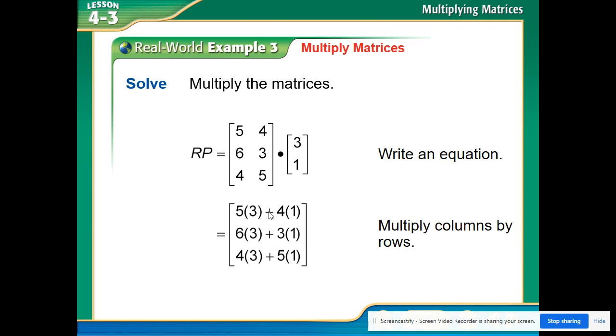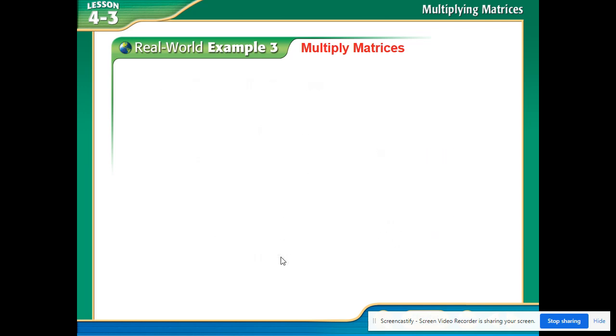So each column has 2 sums. The first one is 5 with 4, and then this column is 3 and 1. Notice the 3 and 1 is on all of them. The first column is 5 and 4, the next one is 6 and 3, and the next one is 4 and 5. Multiply those together, add them up, and we get 19, 21, and 17.